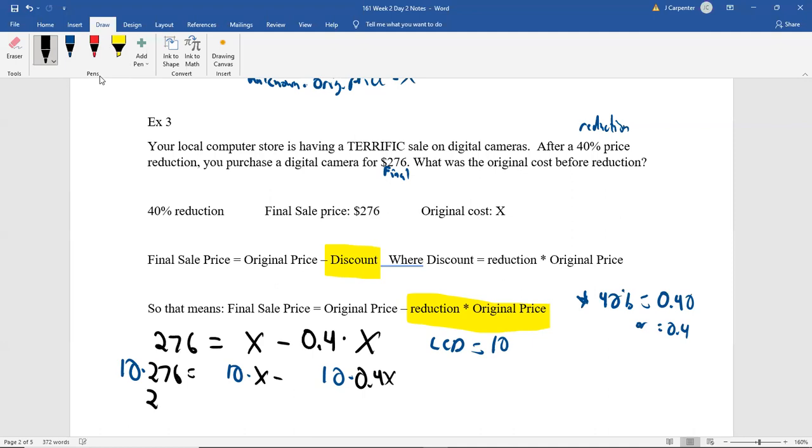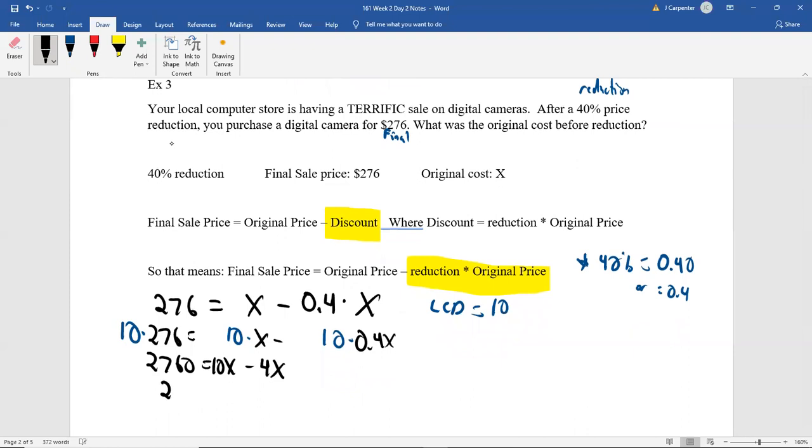Ten times 276 is 2760. That would then be 10x minus 10 times 0.4, which is 4x. 10x minus 4x is 6x. You then have to divide both sides by 6 to finish this. Not even a lot of stuff happening here.